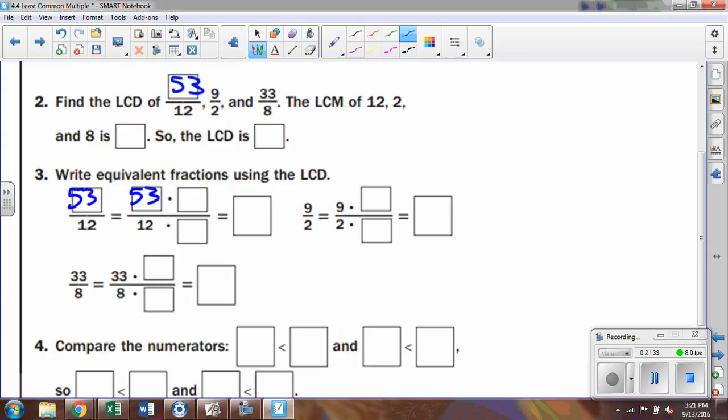This is one place where the least common multiple comes into play. We have a denominator of 12, a denominator of 2, and a denominator of 8. To get the least common denominator, we need the least common multiple of those three numbers. So, what is the smallest number where all three of them fit?